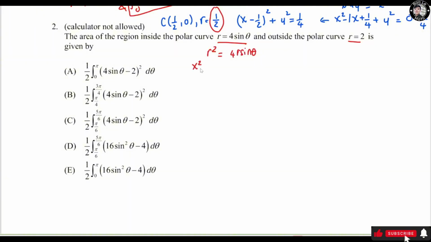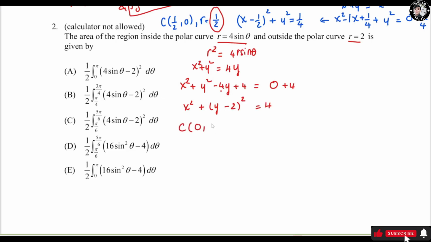Now this one turns out to be x squared plus y squared equals 4y, right? So then it's going to be x squared plus y squared subtract 4y equal to 0, right? Now I need to complete the square. So basically I look at the middle term here, 4 divided by 2 is 2, squared it's going to be 4. So I'm going to add 4 to both sides, right? So this guy becomes x squared plus y minus 2 altogether squared equals 4, right? So the center is going to be 0, 2. And the radius is going to be 2, right?